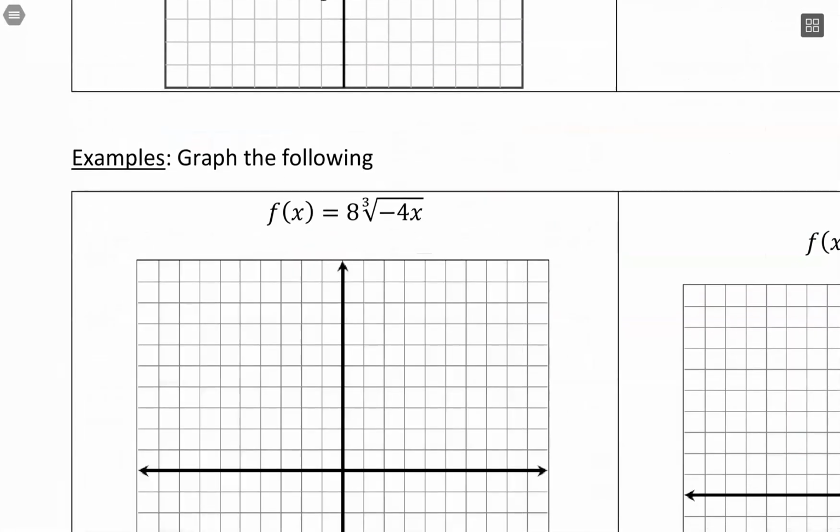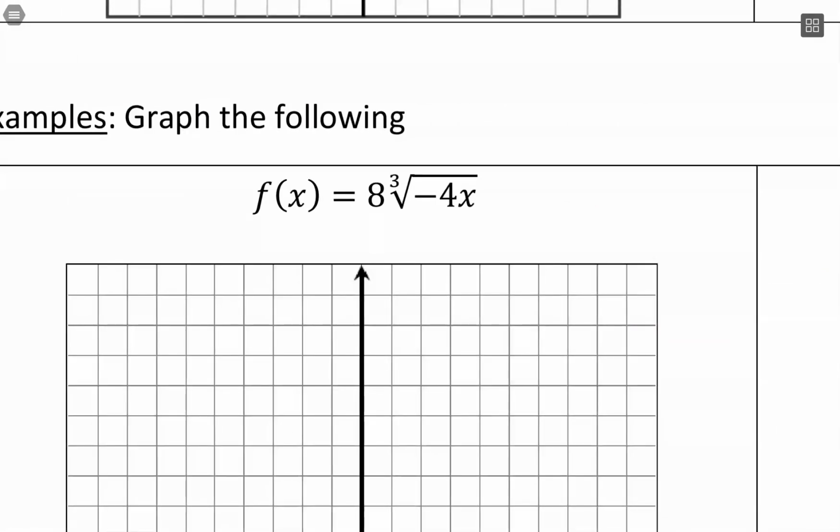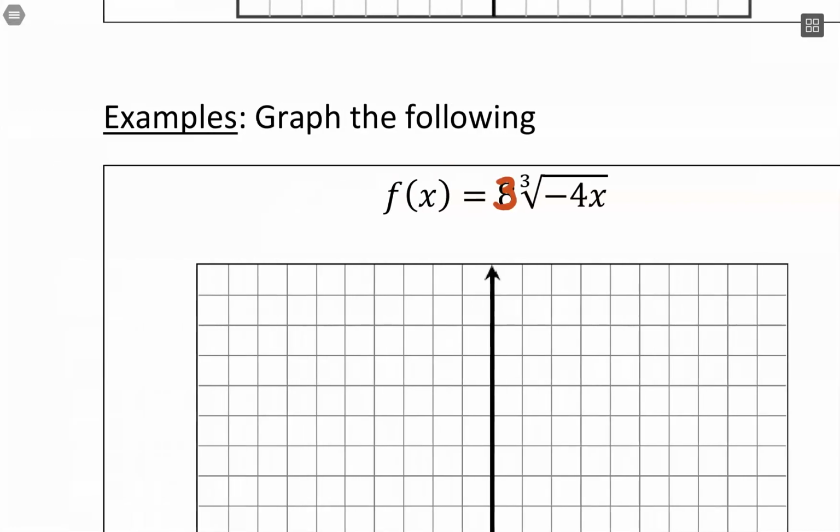Alright, so let's try this out. I'm actually going to adjust this a little bit. Instead of 8, let's use 3. Vertical stretch of 8 will just go too far. Okay, because I can see the cube root of my variable, what I'm thinking of is my basic function is the cube root of x.